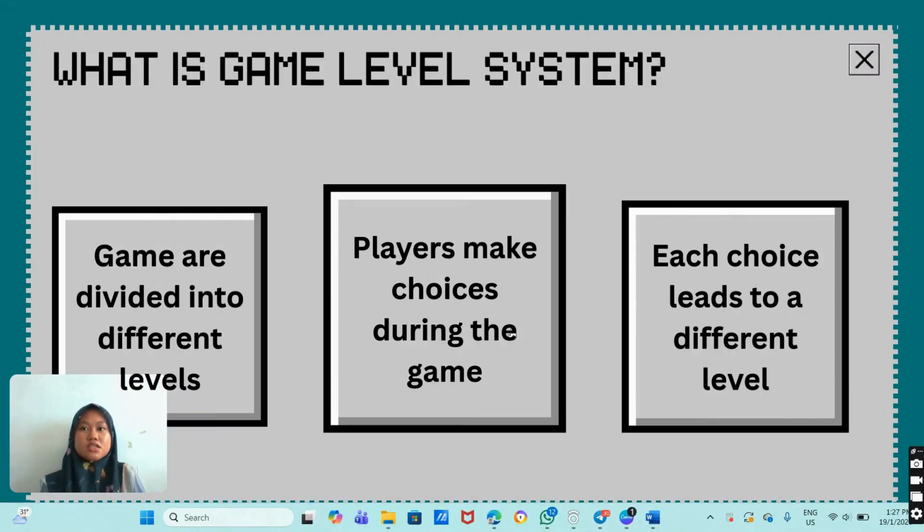So, what is actually a game-level system? A game-level system is a game structure that is divided into different levels, where players need to make choices during the game, and each choice they make will lead to a different level or a different ending.